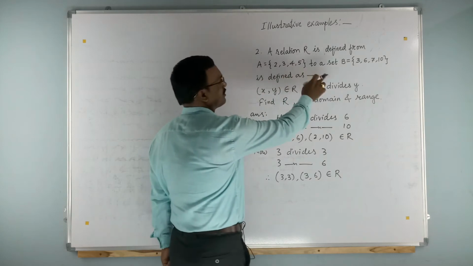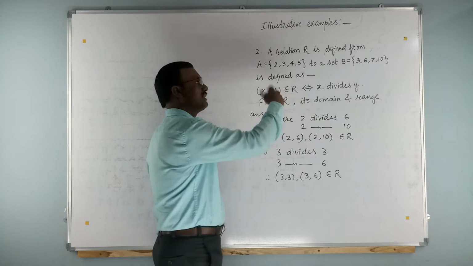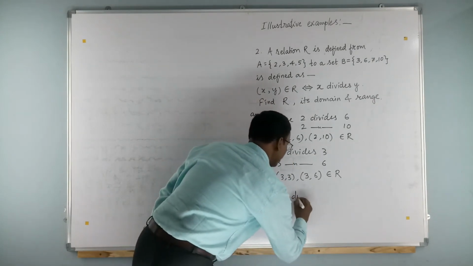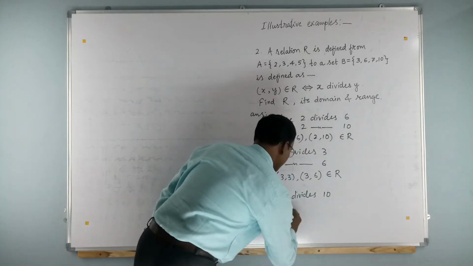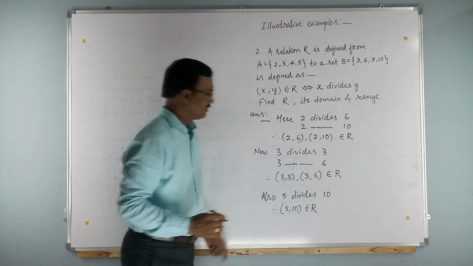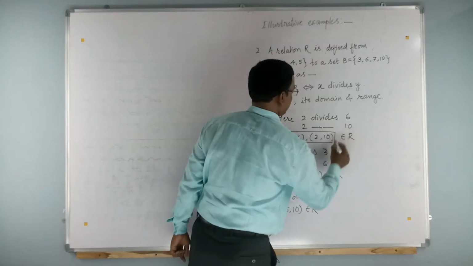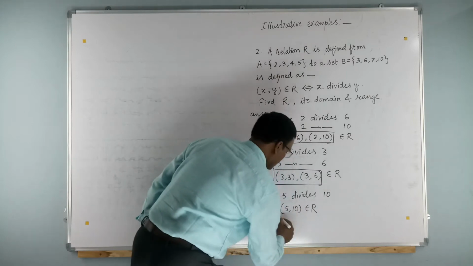Then 5 divides 3, no. 5 divides 6, no. 5 divides 7, no. 5 divides 10, also, 5 divides 10, and that's why (5, 10) is another pair from the relation. So these are the pairs in the relation. These are the pairs, and this is the last one.